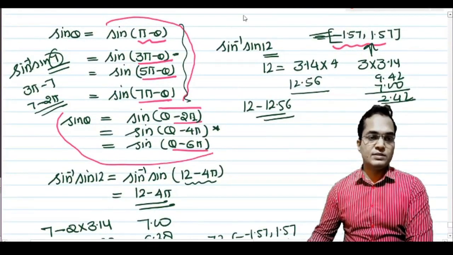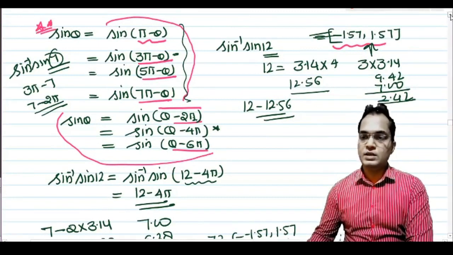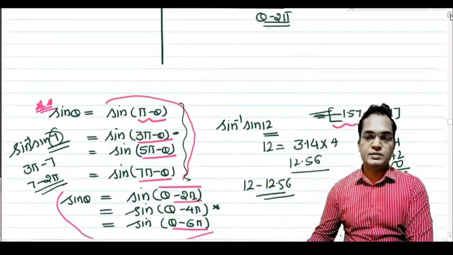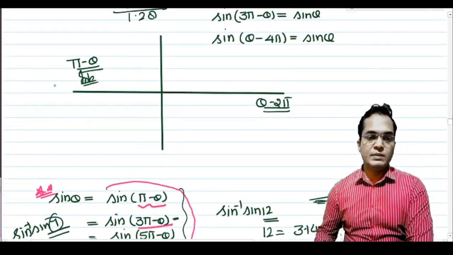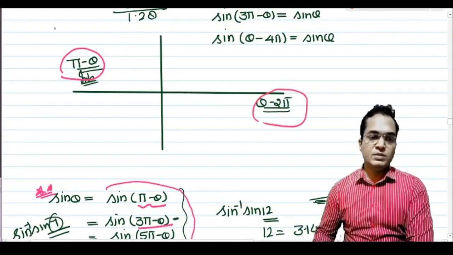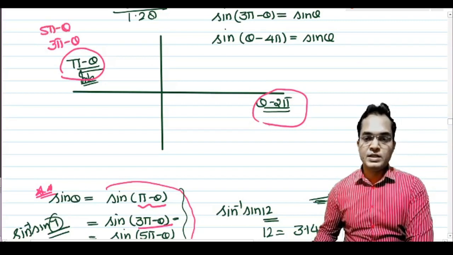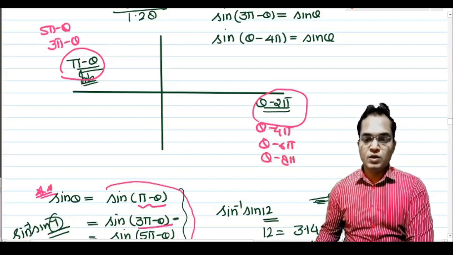Okay. Now I think you can understand very well the system of sine inverse sin x, and there are some fundamental notations of sine inverse sin x. You have to memorize them, okay? This is the basic fundamental of pi minus theta or theta minus 2 pi. Here pi minus theta, 3 pi minus theta, 5 pi minus theta all come here, and here theta minus 4 pi, theta minus 6 pi, theta minus 8 pi all come here, okay?